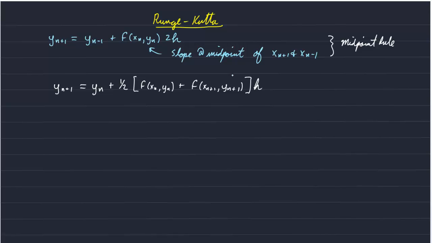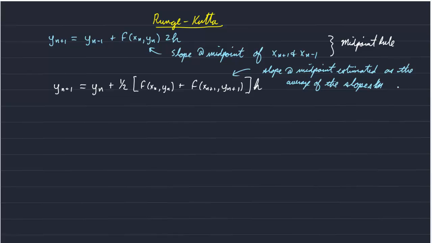So in other words, the slope at the midpoint is estimated as the average of the slopes at the 2 adjacent points. Okay, so that seems logical.